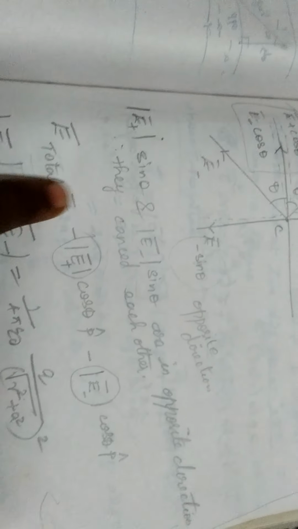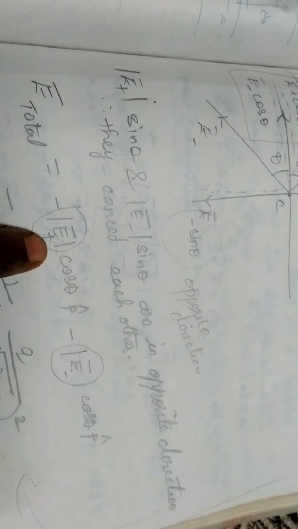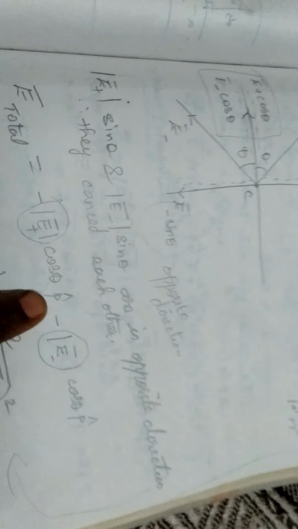So now we have to find out the total electrical field. For the total electrical field, we take the modulus, the magnitude, of E cos theta. So the modulus of E cos theta, this cos theta, we are taking.